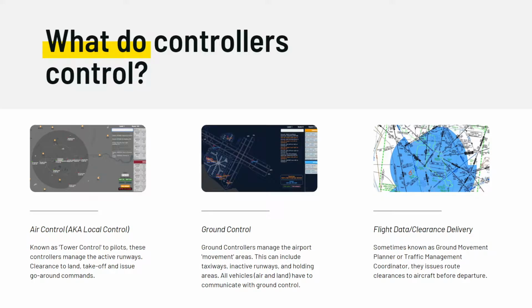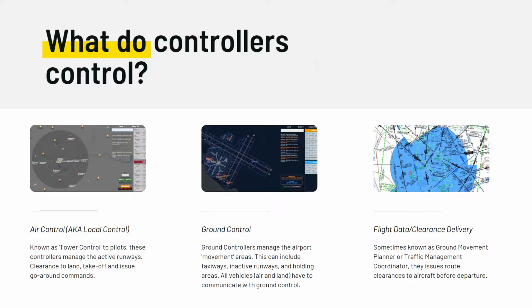So what do air traffic controllers actually control? Most manned airports have 3 areas of air traffic control, those being air control, ground control, and flight data and clearance delivery. The busiest airports in the world may have additional roles, but I'm just going to focus on these main 3.